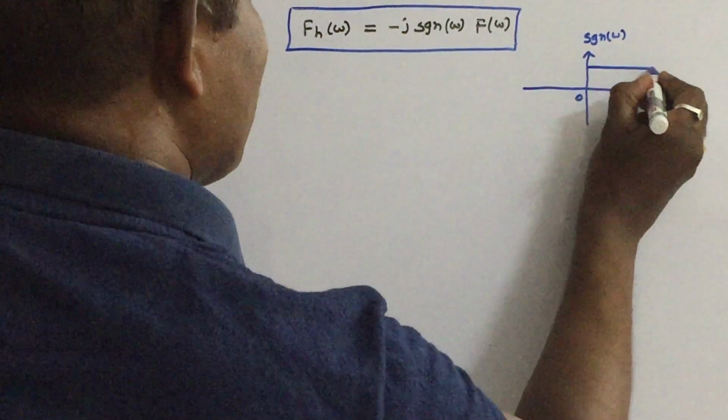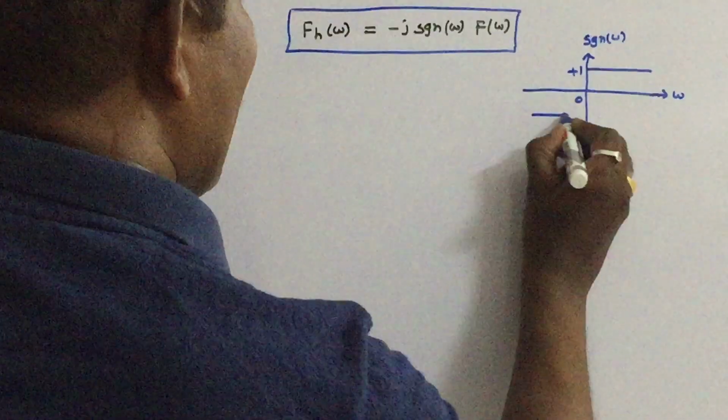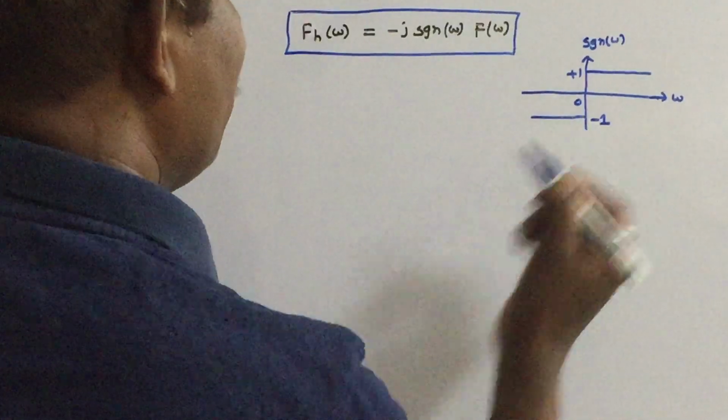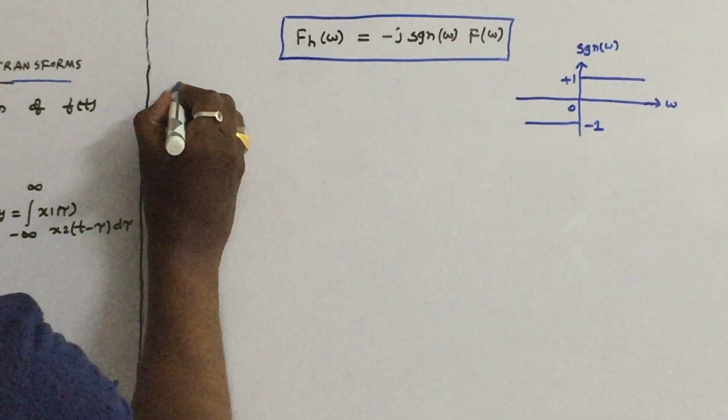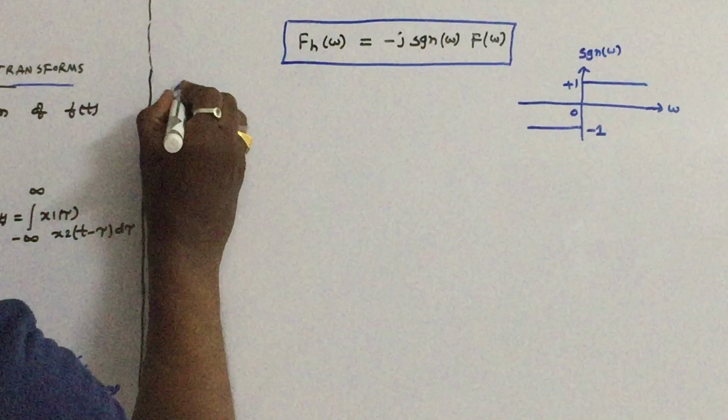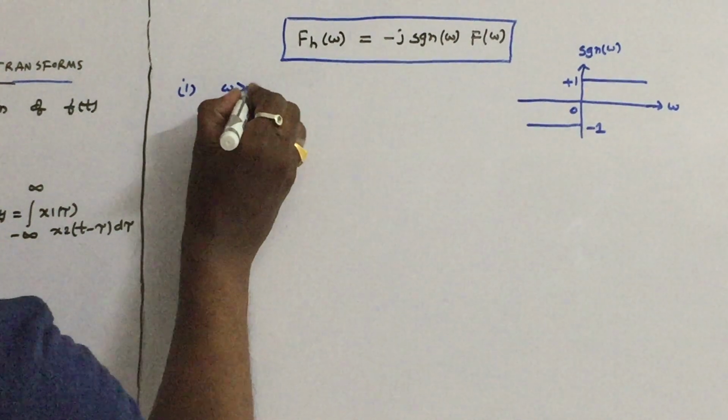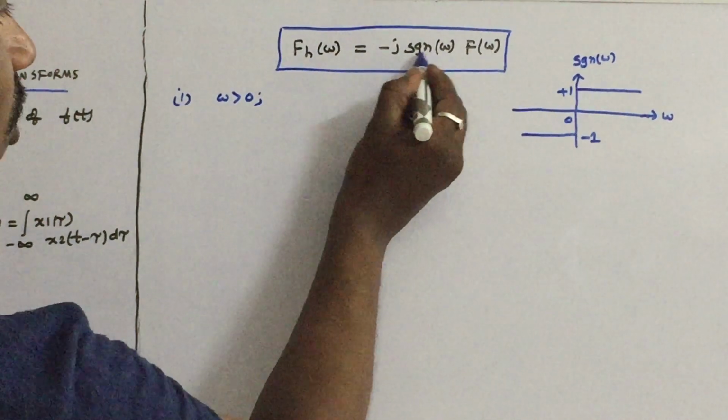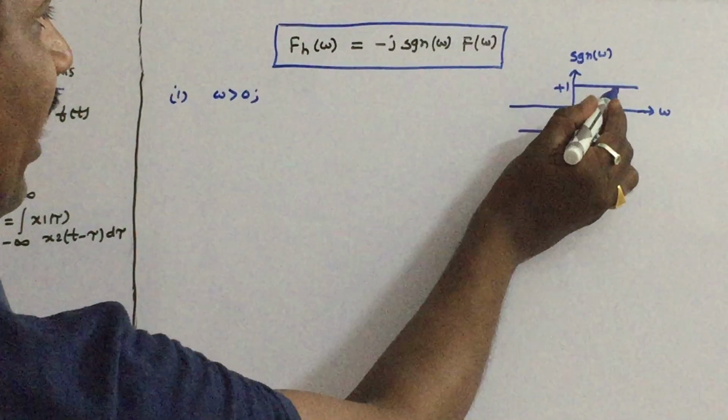Its amplitude is +1 during this interval. Its amplitude is -1 during this interval. So let us see two cases here. When omega is greater than 0, what is signum of omega? Signum of omega is +1.